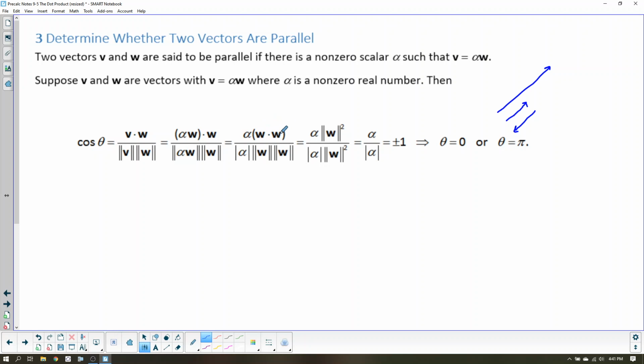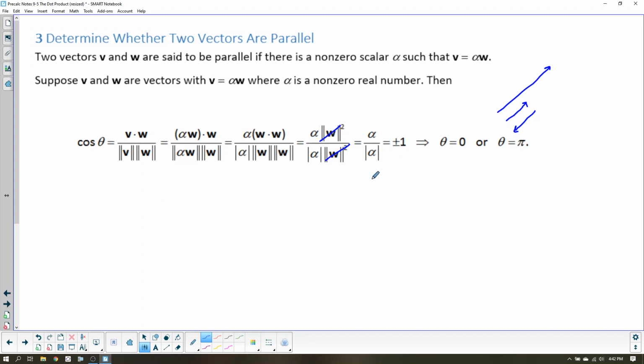Then apply a property of the dot product that says if you do the dot product of a vector with itself, it's the same as the magnitude of the vector squared. In the bottom, this is precisely the magnitude squared. So you have the same thing in the top and the bottom. Those cancel, leaving just alpha over the absolute value of alpha. If alpha is positive, these cancel and you just get positive 1. If alpha is negative, these two things are opposite, so you would still cancel, but you would get negative 1. So the conclusion here is, if two vectors are parallel, then the cosine of the angle between them is either plus or minus 1.